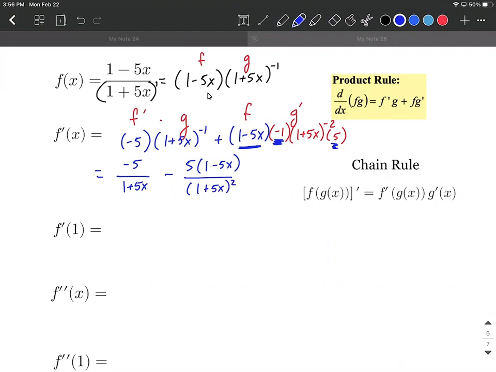All right, at this point, we don't quite have the common denominator. So I'm going to go ahead and make a common denominator. We're going to need (1 plus 5x) squared for our common denominator. Well, on the first fraction over here, we have one copy of 1 plus 5x. We're going to need to multiply numerator and denominator by another copy of 1 plus 5x.